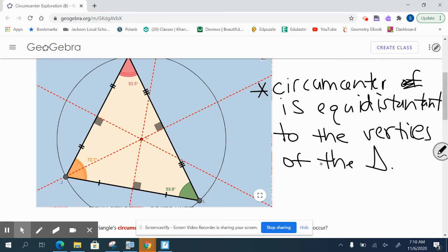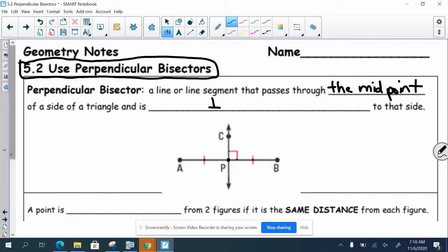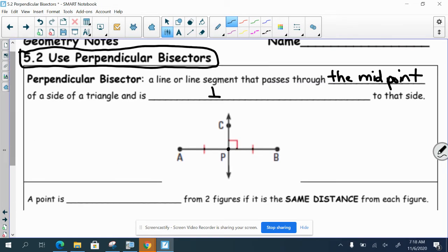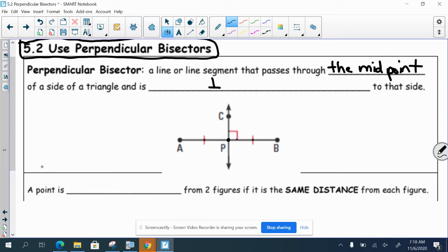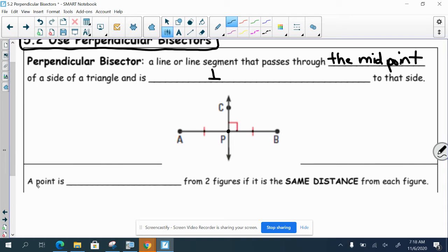Now we're going to just take a quick look at and apply this to perpendicular bisectors and other examples. So back to the notes from the smartboard here. So we've got a perpendicular bisector, and back to this point. A point is equidistant from two figures if it is the same distance from each other. Okay, so that's what equidistant means. It's just the same distance. So here, what we said is that the circumcenter is equidistant from the vertices of the triangle.